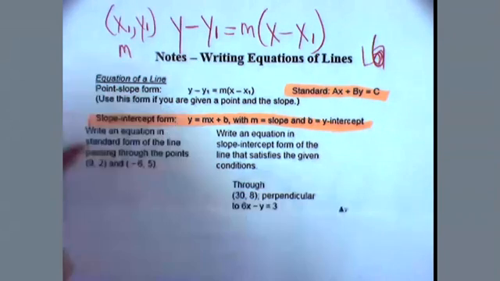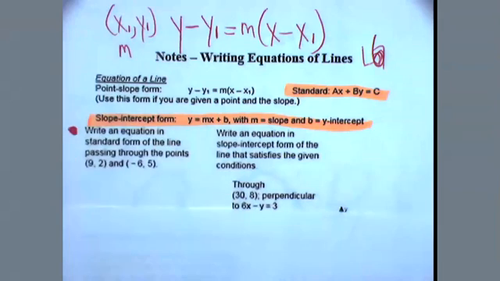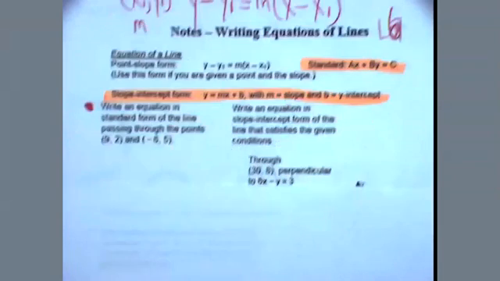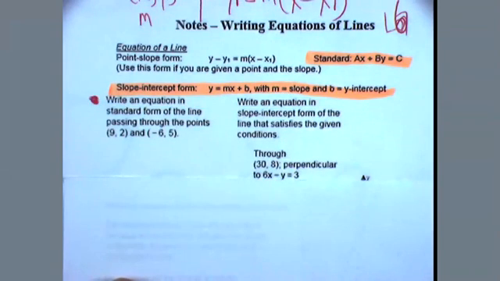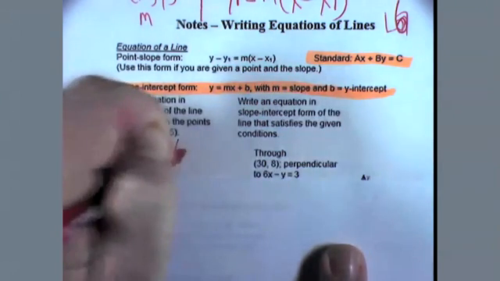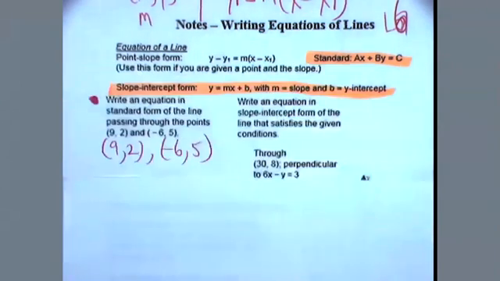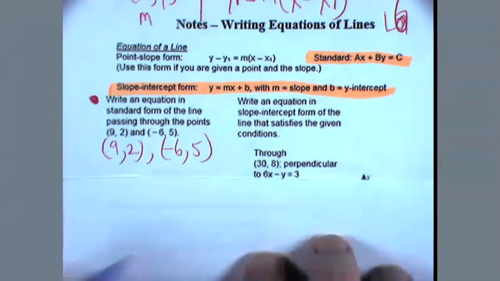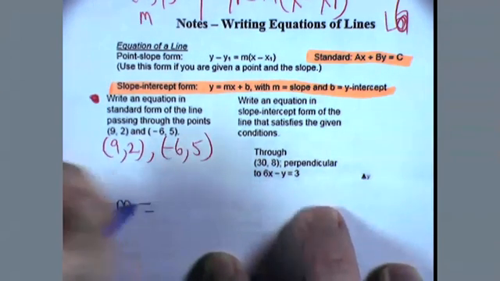Let's look at this first example that I put a red dot by. Write an equation in standard form of the line passing through the points (9, 2) and (-6, 5). Well, if you're given two ordered pairs and nothing else, at least you can find the slope between the two points first of all. So let's use our other slope formula.